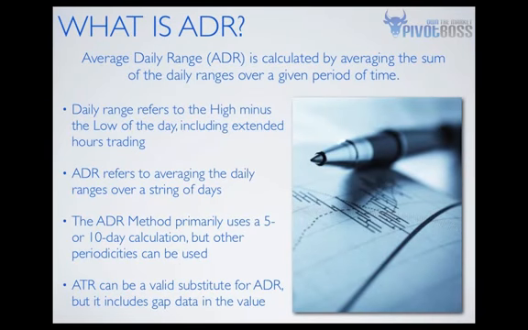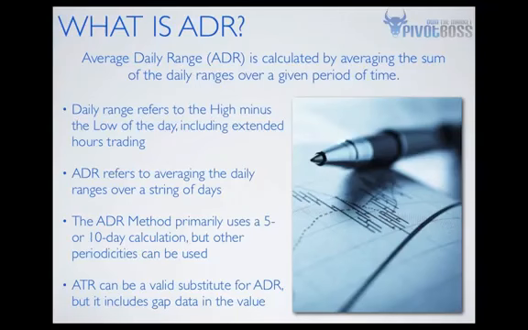So what is ADR? ADR is average daily range. Average daily range is calculated by averaging the sum of the daily ranges over a given period of time. So daily range refers to the high minus the low of a day, including the extended hours trading. ADR refers to averaging the daily ranges over a string of days. It's just like a moving average.